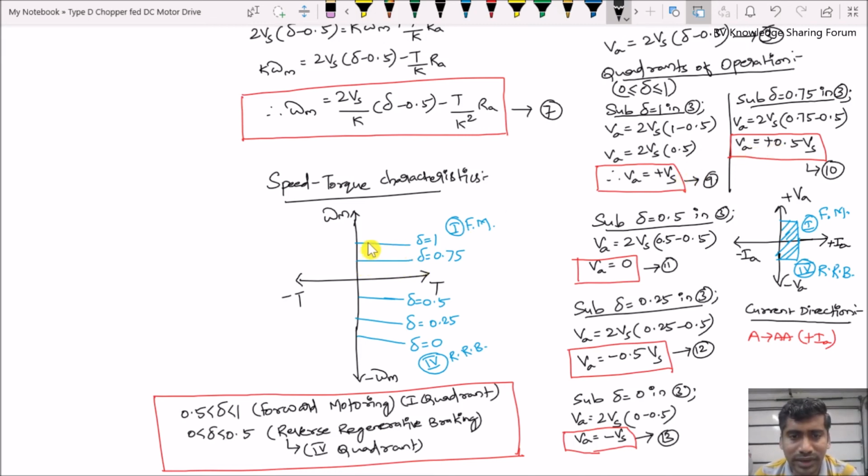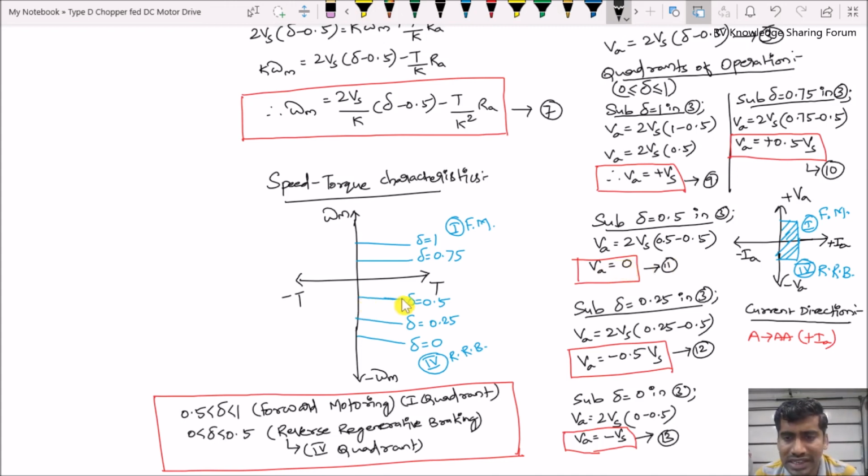See, the speed is reduced from here to here. For delta equal to 1, this is the speed torque characteristics. For delta equal to 0.75, this is the speed torque characteristics, because now Va is reduced to half, therefore speed is reduced. Similarly, when our delta is equal to 0.5, our Va is equal to 0. When our Va is equal to 0, we will get this speed torque characteristics.